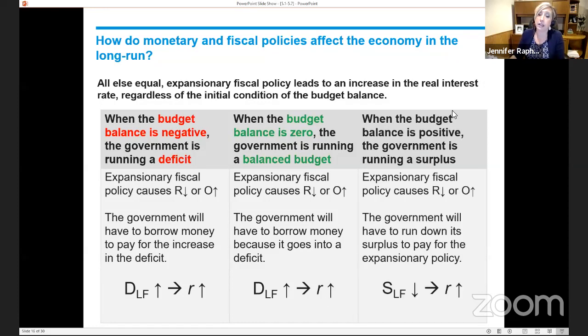And finally, the less common example is when the budget balance is positive and the government is running a surplus. Expansionary fiscal policy will move the budget balance towards a deficit. So it's going to spend down its surplus, and a government surplus is the supply of loanable funds. It's like money sitting in the government's bank account. So if the government has to run down its surplus to pay for expansionary policy, the supply of loanable funds will decrease, which also causes the real interest rate to rise. So just remember to connect changes in the budget balance to the loanable funds market in order to see what happens to real interest rates.